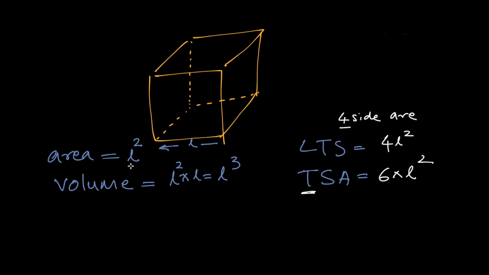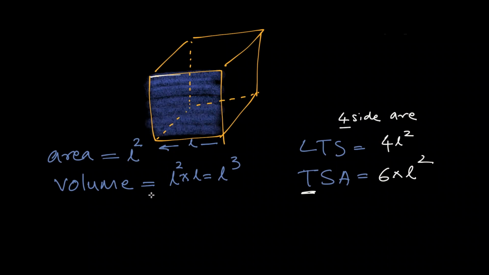One, area, which is L square. This is the front face, which is in the 2D format. And what is volume? Volume is the complete content of this box, which is in the 3D shape. This makes the volume. And what is lateral surface area? It is the area of four sides. Exclude the top side and the bottom side, then it is the lateral surface area. Each area is L square, and we multiply with four sides.